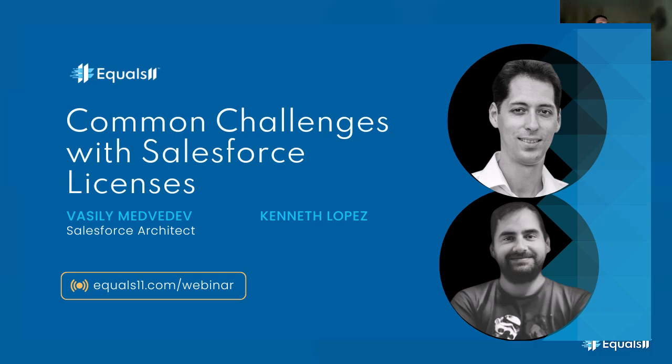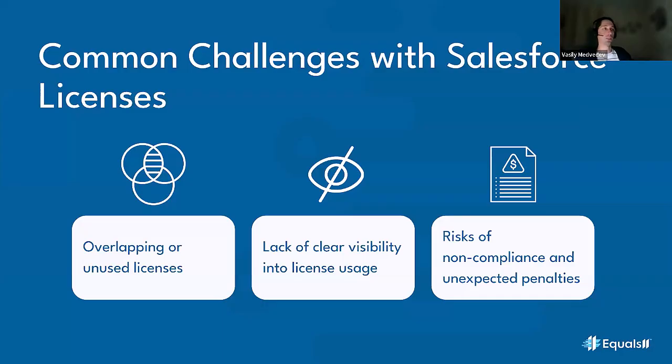First one, it's overlapping and or unused licenses. So what do we mean by overlapping? Let's imagine you have maybe 3 employees here, and they have the same license level, but do they really need that license level? Because maybe only one employee could have the full license and do all the stuff, and 2 others may have the cheaper license and do some other things.